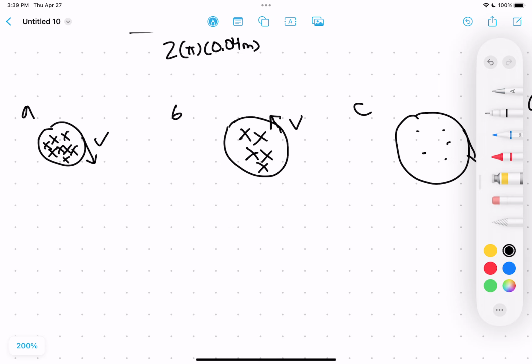Otherwise, same case as A: if we had the other direction, clockwise, then the magnetic force would not be pointing towards the center of the circle, and that would mean you'd have a negative particle, right?